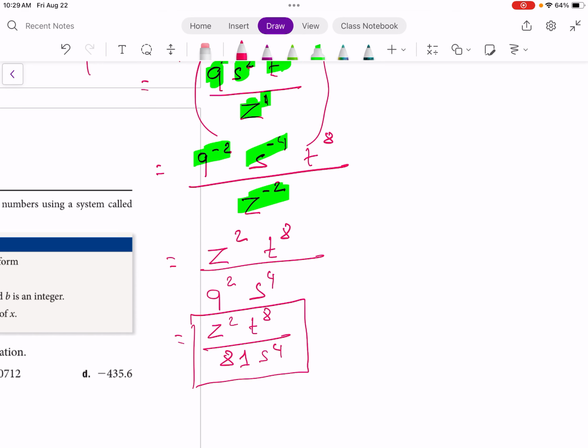It looks like a lot, okay, but once you are familiar with the properties, it will not be difficult. Any question? Can I start the next topic?